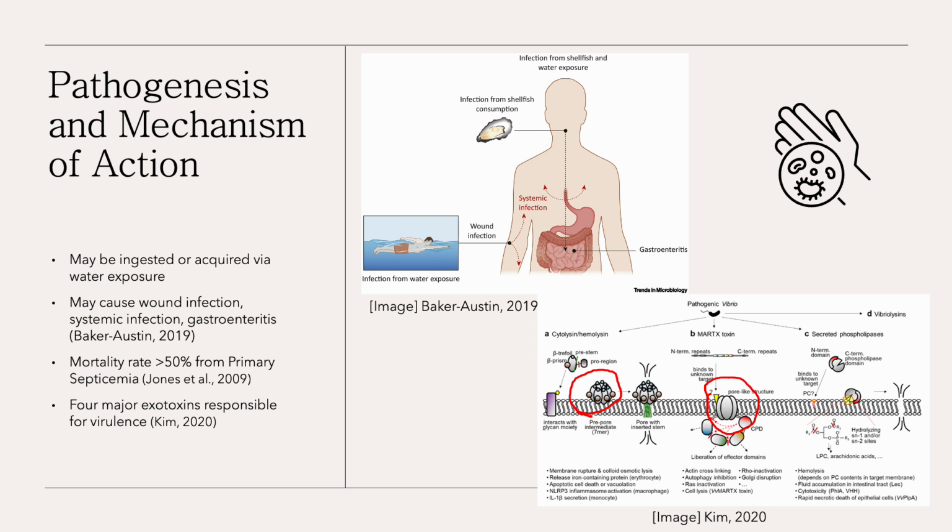And as if that wasn't bad enough, there are two more. The third major exotoxin is a series of phospholipases. As their name implies, these compounds effectively demolish the structural integrity of the cell's lipid membrane.